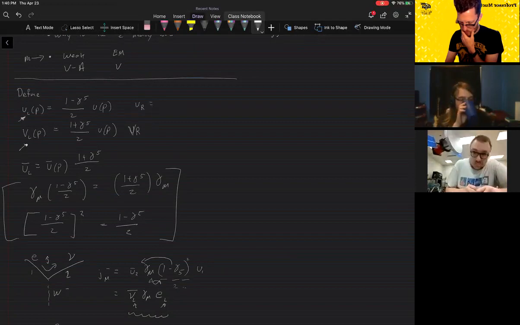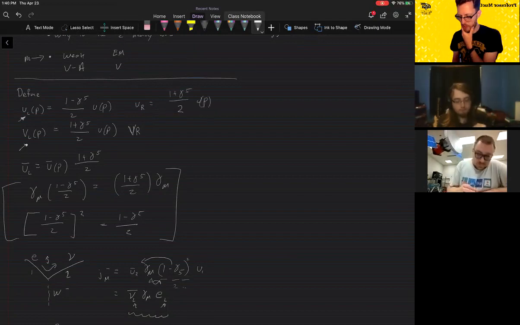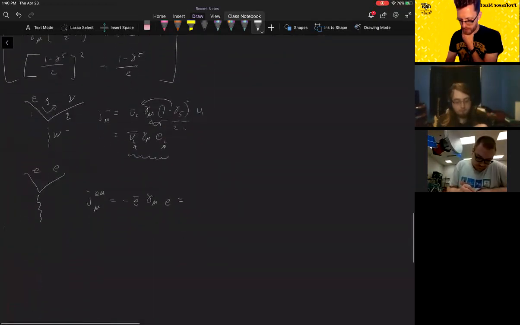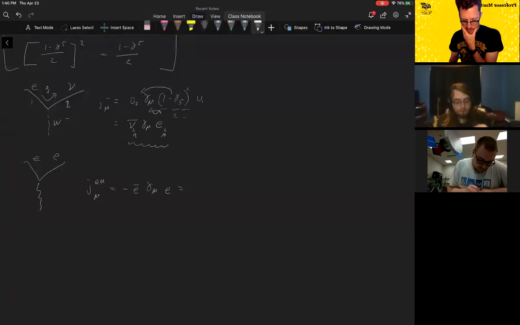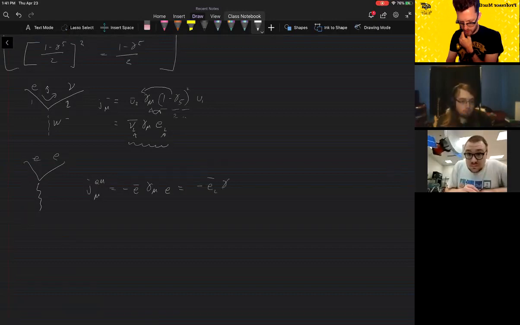U_R, sorry. What would they be? They would be the other handed state here. They would be the one that picks out the other projection of the spinor. And the same thing for V_R. And so I could write down that this one, the one that is just purely vector, is actually a linear combination of the left-handed electron state coupling to the left-handed electron state and the right-handed state coupling to the right-handed state.